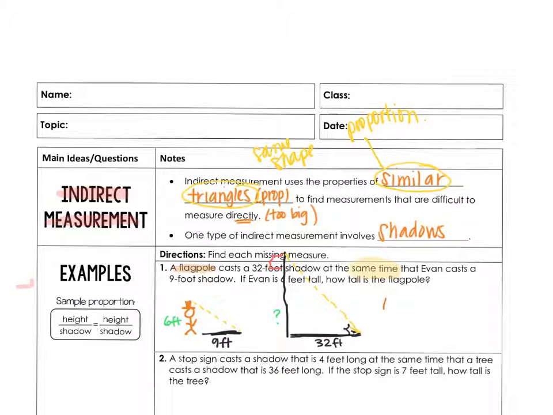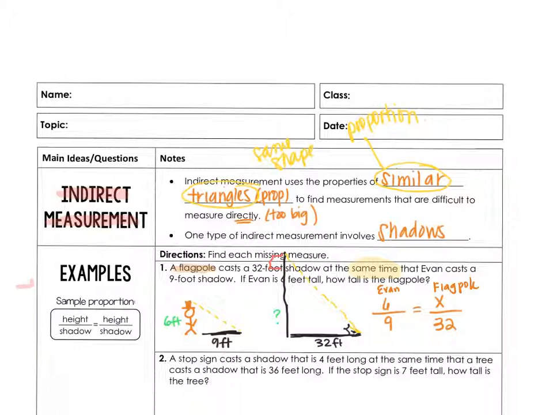So let's say height of Evan is to shadow of Evan as height of flagpole, which we don't know, is to shadow of flagpole. Height is to shadow as height is to shadow. Again, this one was Evan, and this one was flagpole. And now we can do cross products and solve for x.